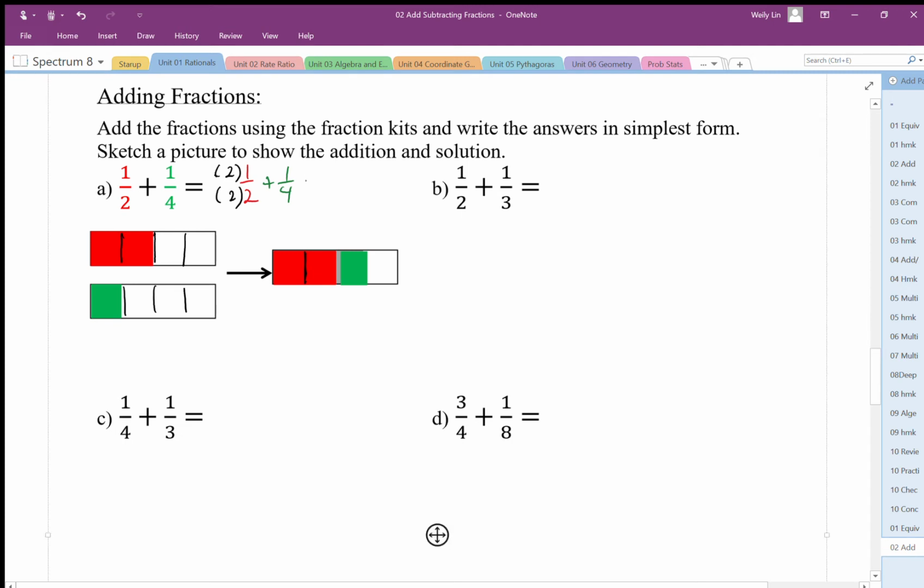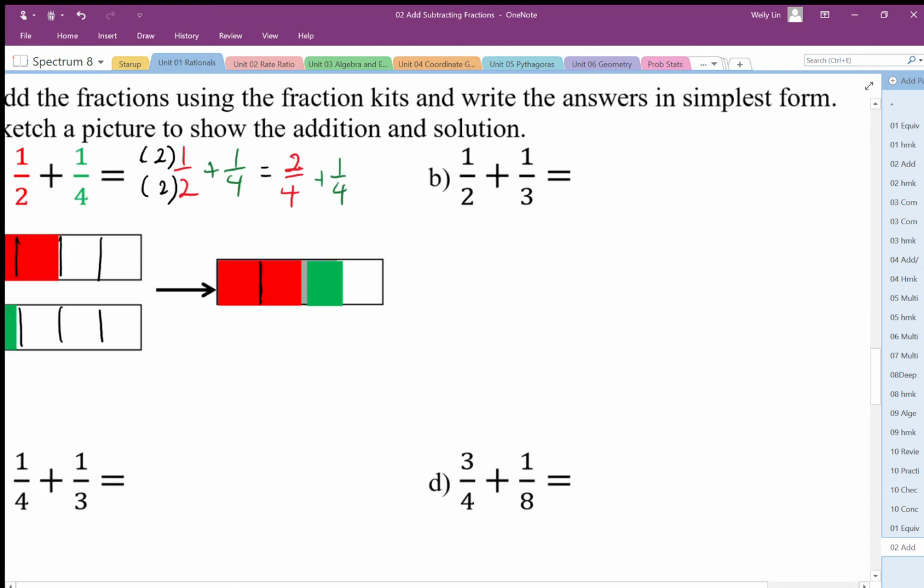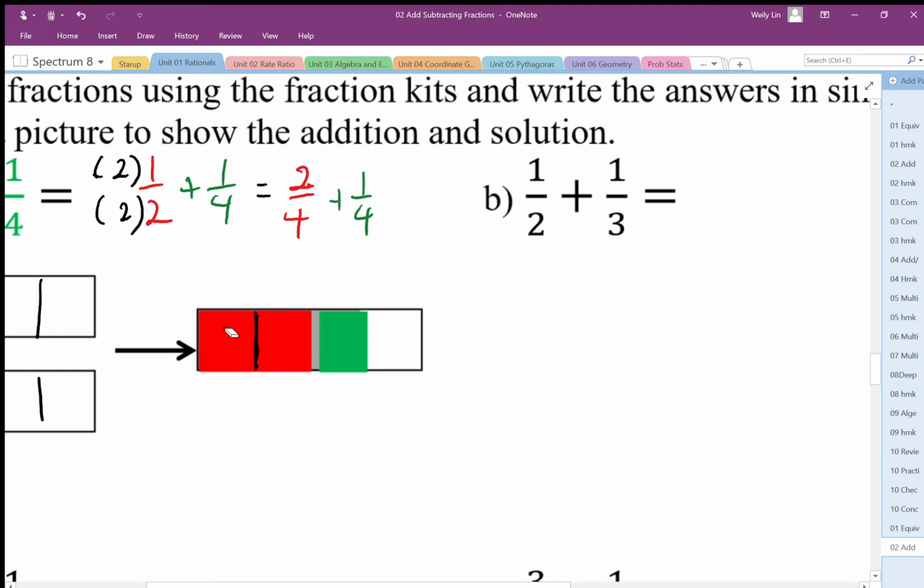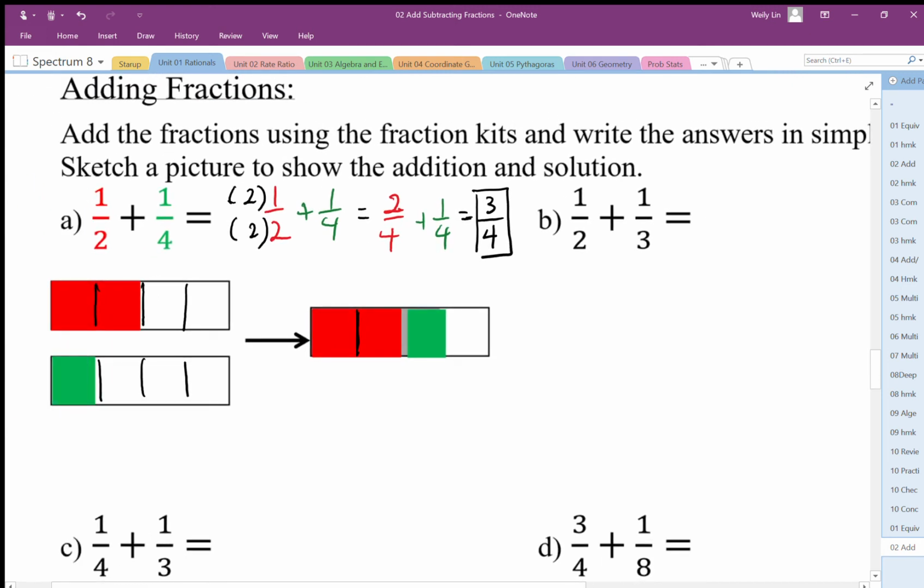So I'm just going to rewrite this. This is now the same as 2 1/4 fractions plus 1 1/4 fraction. And clearly I have 1, 2, 3. I have 3. And how big are those fraction pieces? They don't change, so I don't add up the denominator. The denominator stays the same. Once I have the common denominator, I just add the numerators together. So there it is. Whenever I have fractions that don't match, I just have to make them match.